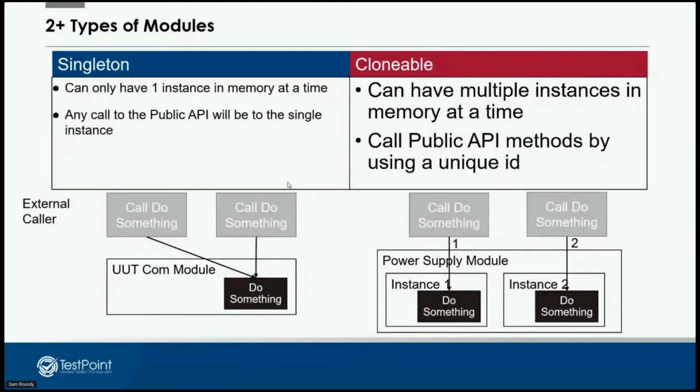The clonable can have multiple instances in memory at a time. You can call the public API methods by using a unique ID that you receive when you create the module or the instance of the module. And so this is nice if you have 5 power supplies on your test station. You need different modules because you don't want to have to go create a separate module for each power supply. You want a different instance for each power supply. And so that's why you would use the clonable.